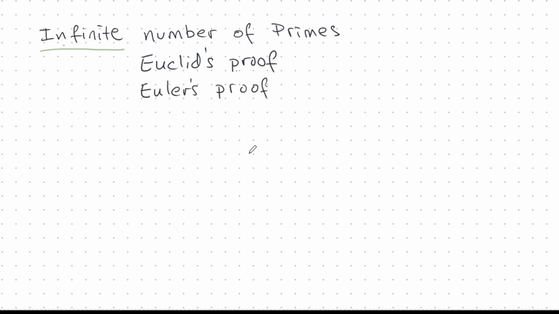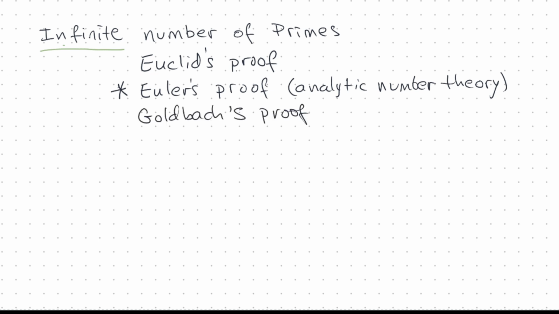There's Euler's proof. This is another one. This is very interesting, and this deals with analysis. I guess you could say that it's part of analytic number theory. This is the one I'm really interested in. This pertains to the topic we've been talking about, Euler-Mascheroni gamma, log, all that stuff. It's very similar. But in this video, I will start off with Goldbach's proof.